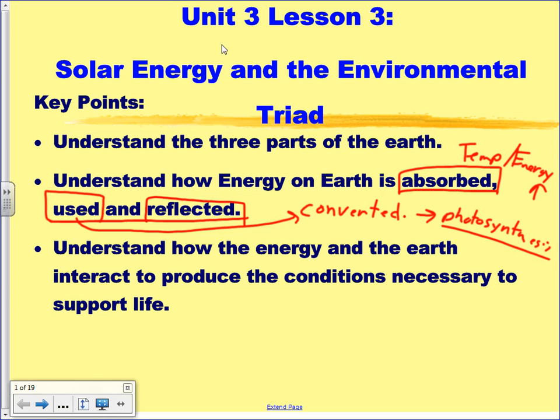Okay? That right there, guys, is the basis for all life on Earth. Without the producers, there would be no food for anything else. So without plants, which thankfully are plentiful, there wouldn't be any conversion of solar energy into useful forms. And then lastly, understand how the energy on the Earth, sorry, the energy and the Earth, interact to produce the conditions necessary to support life.